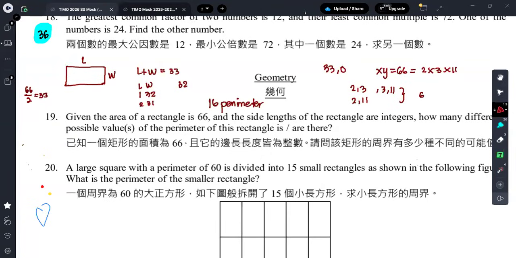Okay, we are now on problem number 19. We will go back later on number 12. Do you speak Vietnamese?